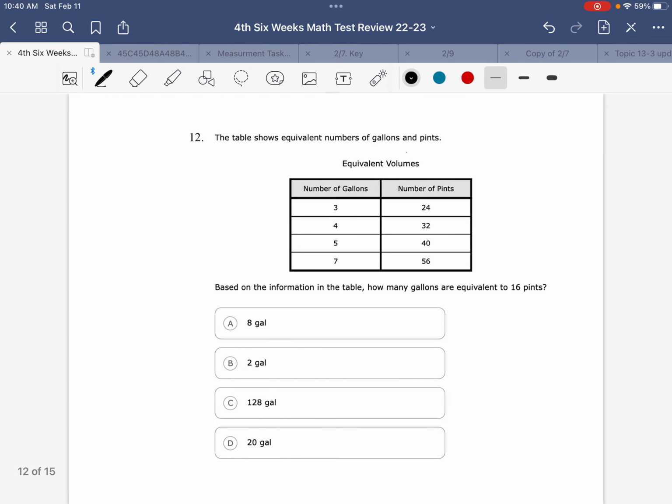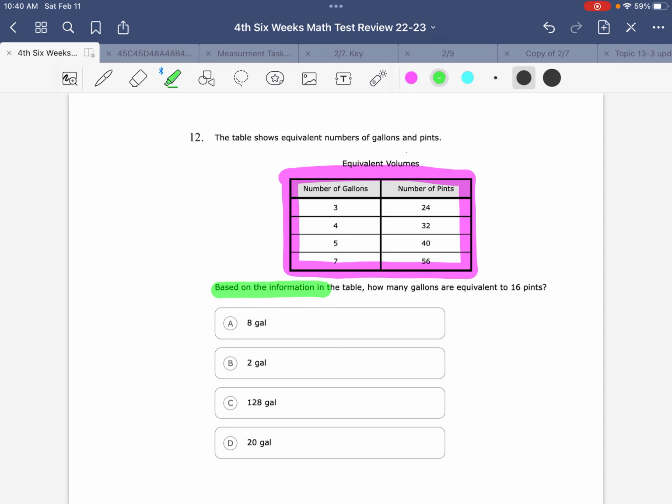Okay, next one says the table shows the equivalent numbers of gallons and pints. Based on the information in the table, how many gallons are equivalent to 16 pints? So I'm going to do my cubes. I'm going to circle my important numbers. So I have this nice table. And I'm going to underline my question. Based on the information in the table, how many gallons are equivalent to 16 pints?